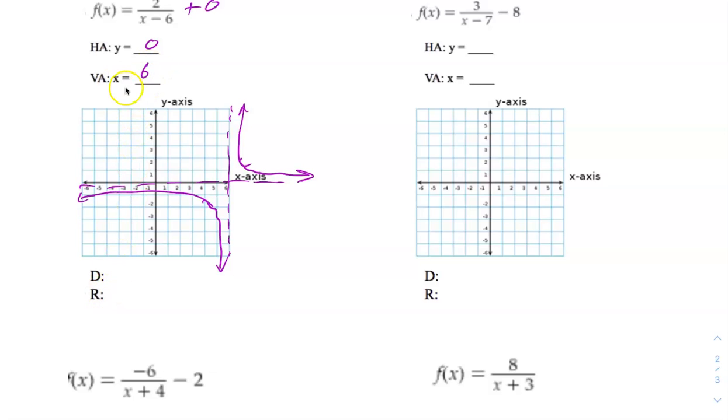Domain has to go with the x values, so x cannot equal 6. Range has to do with the y values, so range is y cannot equal 0. You can look at it, right? There's no graph at 6, there's no graph at 0.